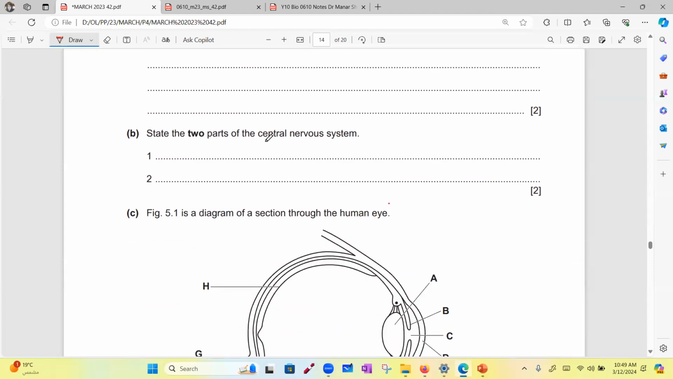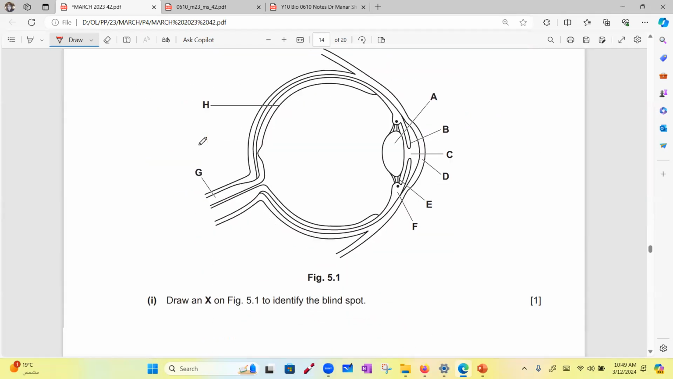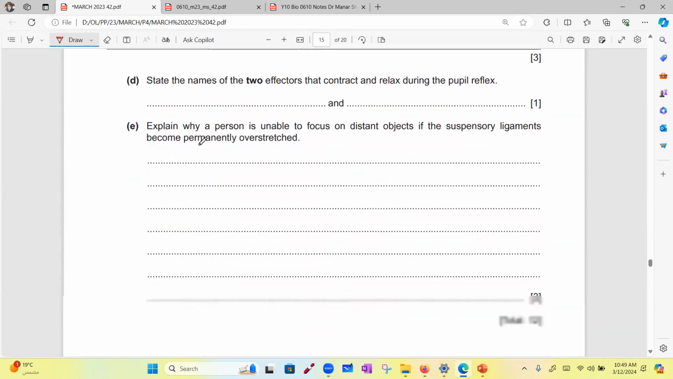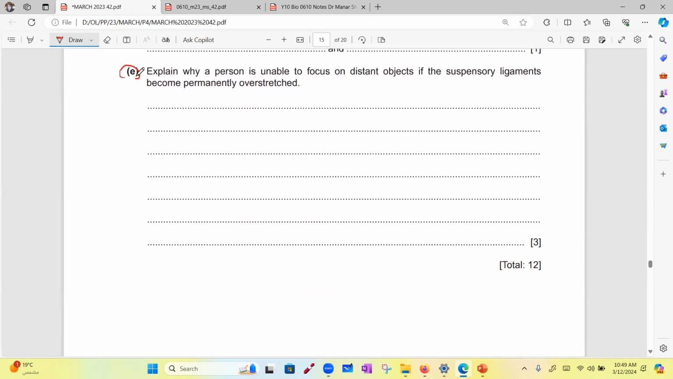What are the 2 parts of the central nervous system? Brain and spinal cord. Okay, let's label this. Yes, there is a question here that's not nice. I want to answer it. Here. E. Explain why when a person is unable to focus on distant objects, if the suspensory ligaments becomes permanently overstretched. This question is just twisted.